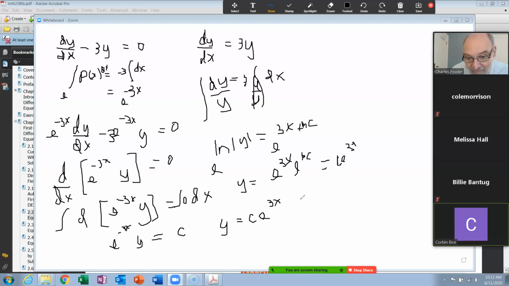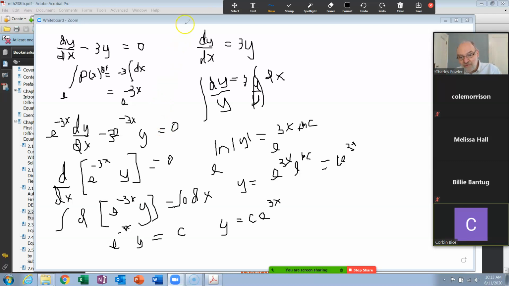You can check it by taking the derivative. dy/dx is equal to 3c e to the 3x, and minus 3 times c e to the 3x gives you 0. Both of those are correct answers. You've solved your first linear differential equation. y is equal to c e to the 3x, and that's good for all values of x, from minus infinity to plus infinity.